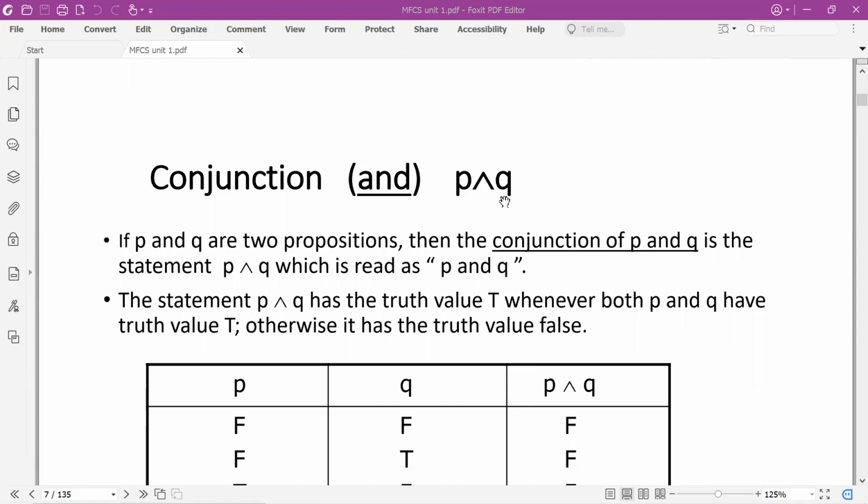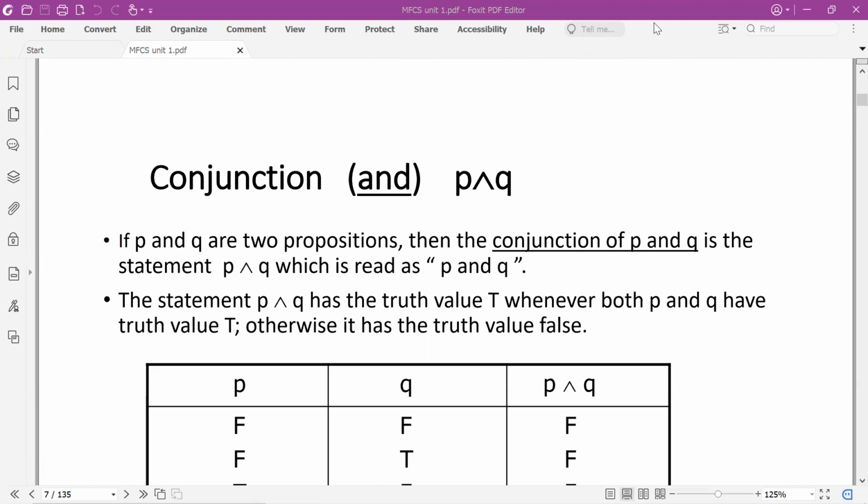The next connective we'll see is conjunction, which is also known as AND. It is represented by the symbol P ∧ Q. This is read as P conjunction Q or P and Q. If P and Q are propositions, then the conjunction of P and Q is the statement P ∧ Q. The statement P ∧ Q has the truth value T whenever both P and Q have truth value T, otherwise it has the truth value false.